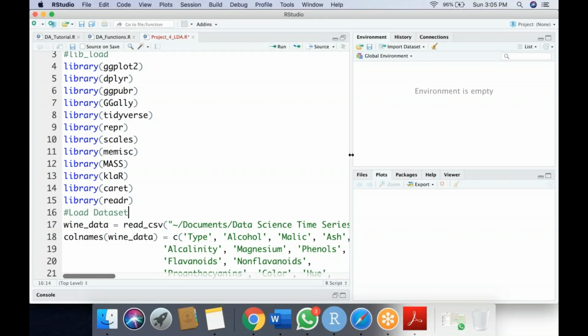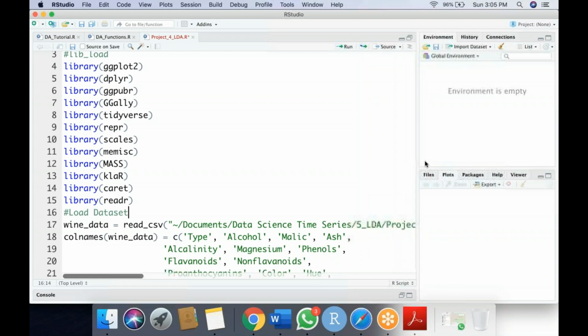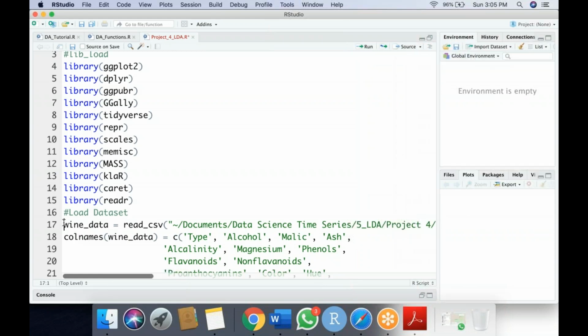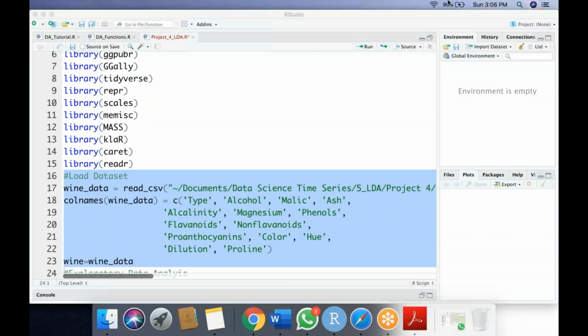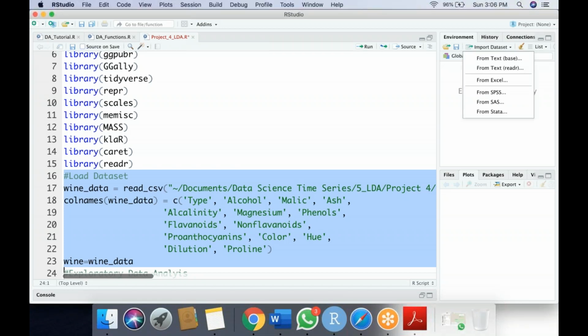Meanwhile, some of you can at least load the data and write this code snippet. We'll wait for Shilpi, and you can start looking into it. From this part until here, you will use your own path. If you are finding any difficulties to load, you can also use the import dataset function.